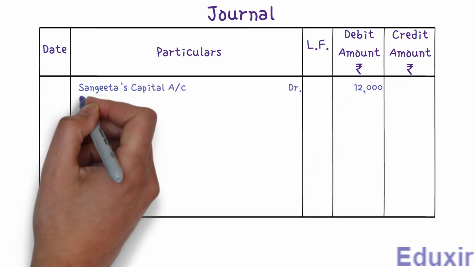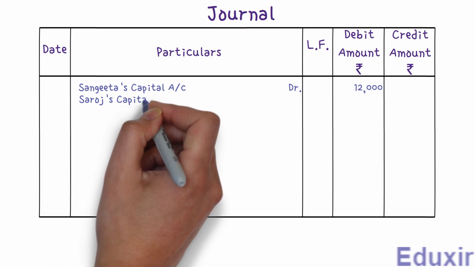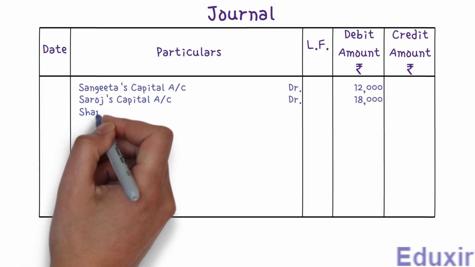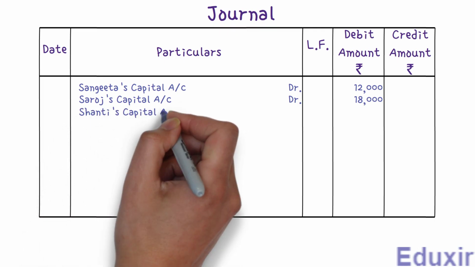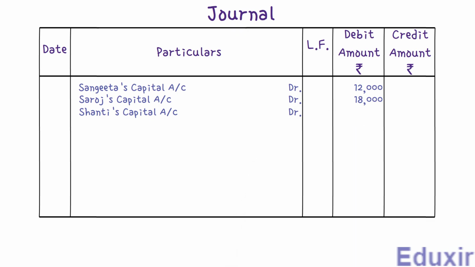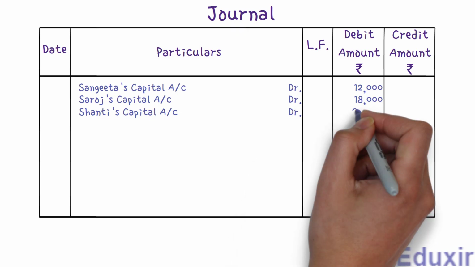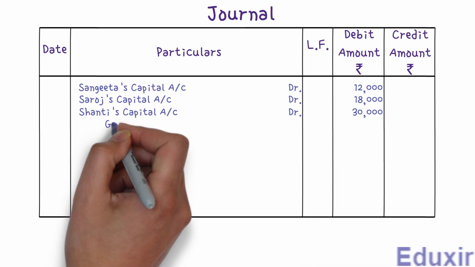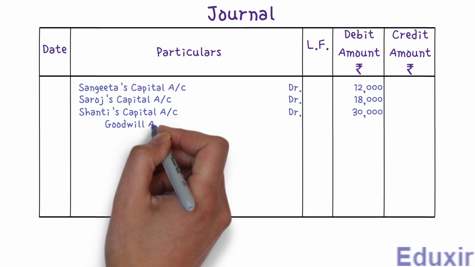Let's then write the partner Saroj's capital account as the next debit entry. Let's then write the text DR to indicate that this is also a debit entry. Let's then write the debit amount of 18,000 rupees in the debit amount column. Let's then write the partner Shanti's capital account as the next debit entry, with the text DR and the debit amount of 30,000 rupees. Leaving some margin, let's write the goodwill account as the credit entry.